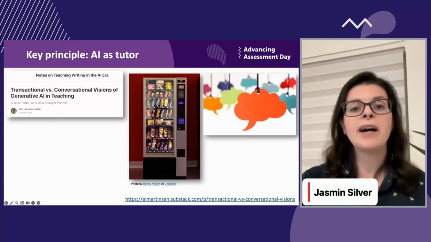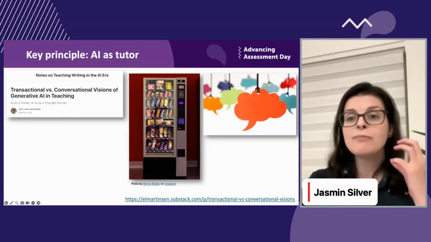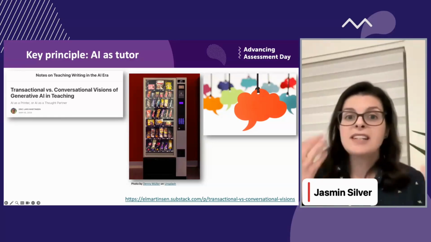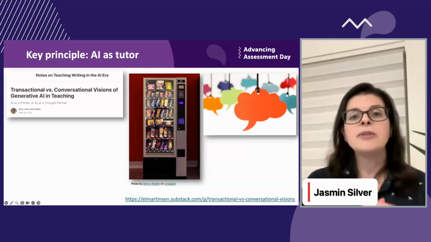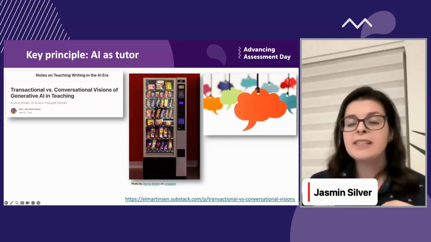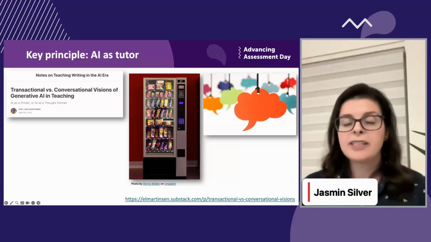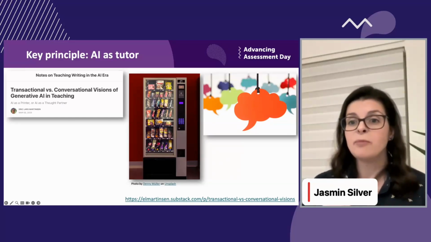Instead, we should think about AI being conversational, being like a tutor who makes you think, who is a dialogue partner, who asks you questions that are going to make you think and learn. So if we have that in mind, whatever prompts we put into ChatGPT or any other chatbot are likely to be more effective.